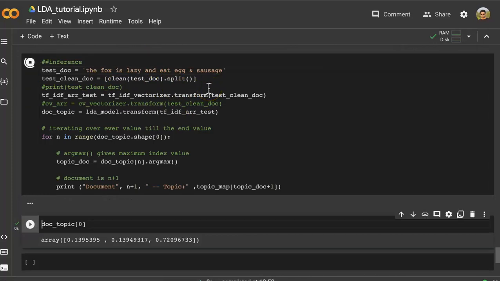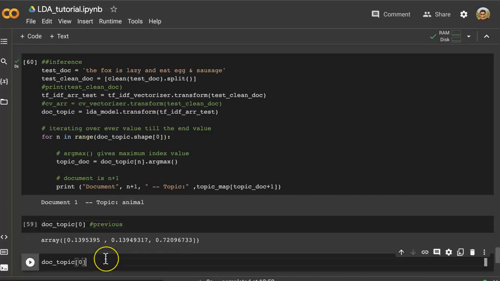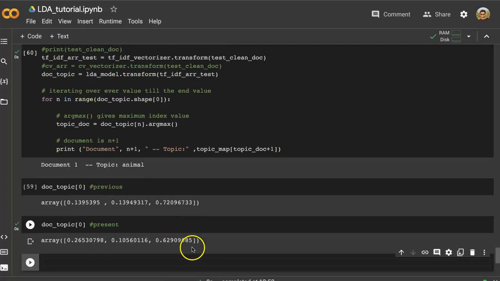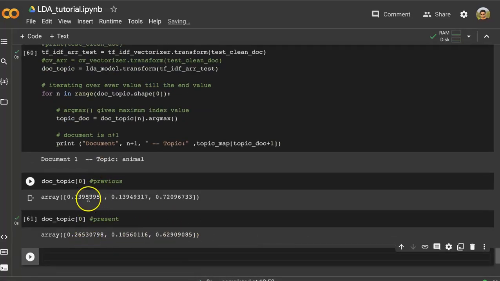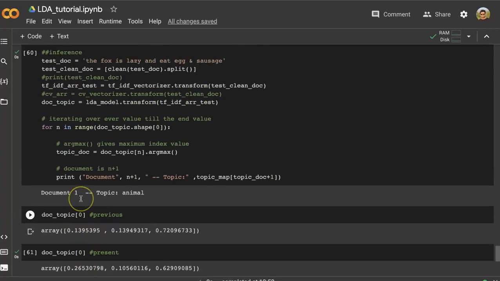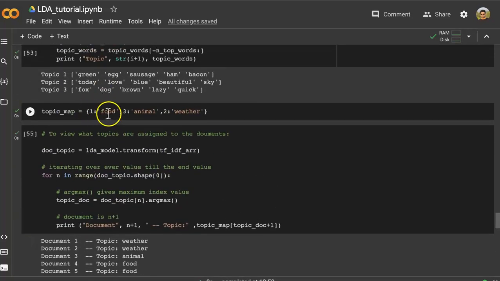Now run the example, and again it is predicting the topic as animal, but let's mark this as the previous distribution, and this is the present. Now let's run the distribution. If you see, there is a change in the probability distribution. Now topic class 3, which is related to animal, has decreased a bit, from 72 to 62, but class 1 has increased from 13.9 to 26.5. So what is this topic class 1? If you remember, topic class 1 is related to food.